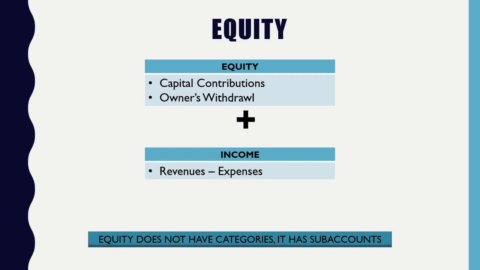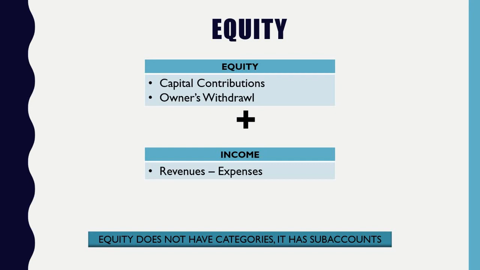So what is entailed in equity is going to be things such as capital contributions. Your own money that you're reinvesting into your company is going to be considered your capital contributions. Your owner's withdrawals are things that you're pulling out of the company, right? If you can invest money in, you can also pull money out. Okay, so that's the difference between the different types of equity.